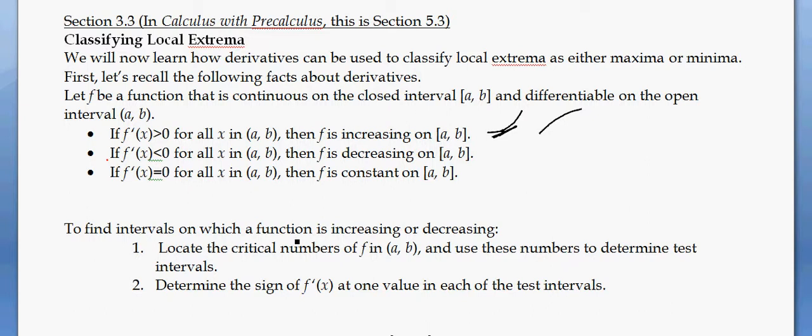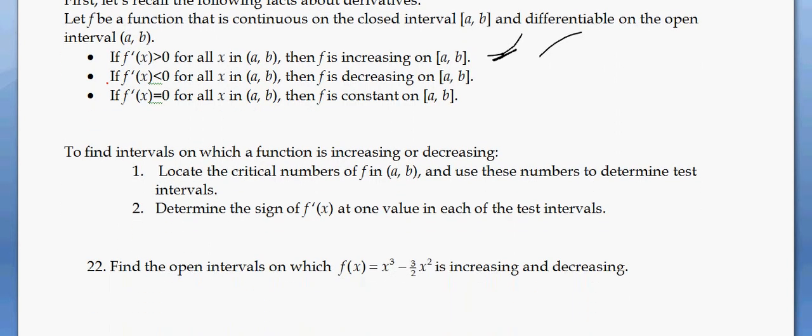Okay, so to find intervals where the function is increasing or decreasing, first we locate the critical numbers, and then we use these numbers to determine our intervals. Once you have found your critical numbers, say you have a critical value here and a critical value here and maybe even another one here, you would test each of these intervals, 4 intervals the way I've drawn it. Whether the derivative is positive or negative in an interval, it'll stay that way for the entire interval. So we just pick a value in each interval and check to see if the derivative is positive or negative, and that tells us if it's increasing or decreasing. Okay, so that's what it says right here.